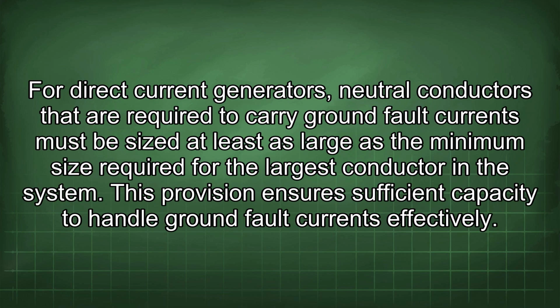For direct current generators, neutral conductors that are required to carry ground fault currents must be sized at least as large as the minimum size required for the largest conductor in the system. This provision ensures sufficient capacity to handle ground fault currents effectively.